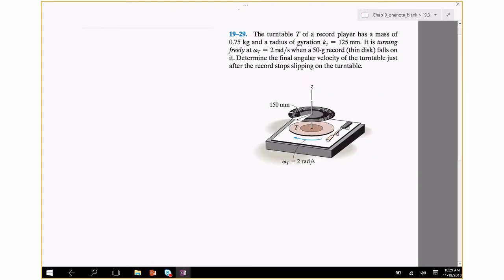So what this is saying is that if our calculations are right, if these inertia assumptions are right, then the final speed is 2.55 revolutions per second. Next problem: a turntable of 0.75 kg and a radius of gyration of 125 millimeters is turning freely at 2 radians per second. That's the initial speed. When a 50 gram record, a thin disk, falls on it, determine the final angular velocity of the turntable just after the record stops slipping on the turntable. It's exactly similar to what I did. Instead of moving your arms back and forth, the effect is due to the addition of a weight, which changes the inertia. So let me write down a few things.